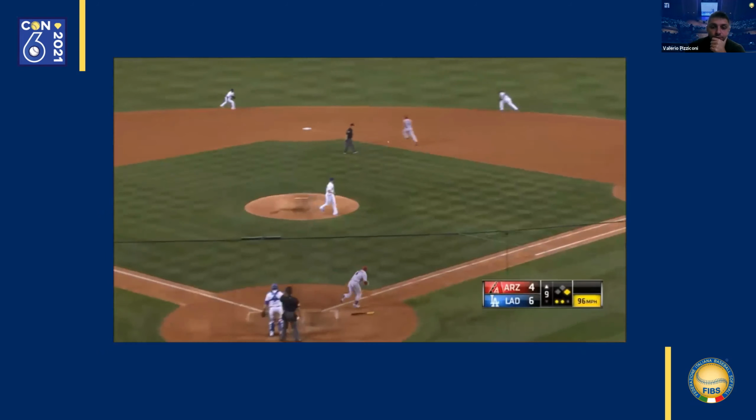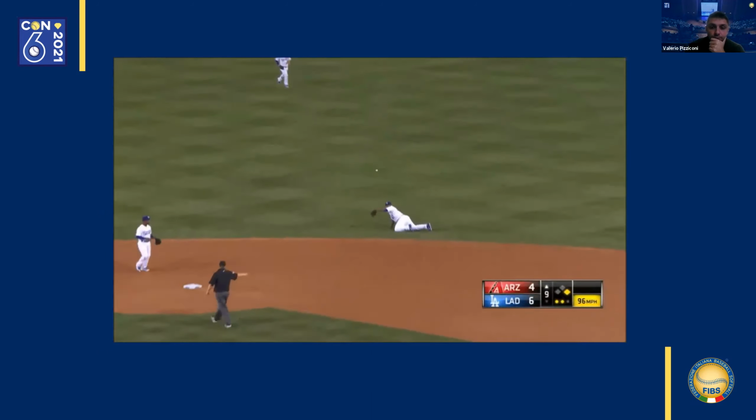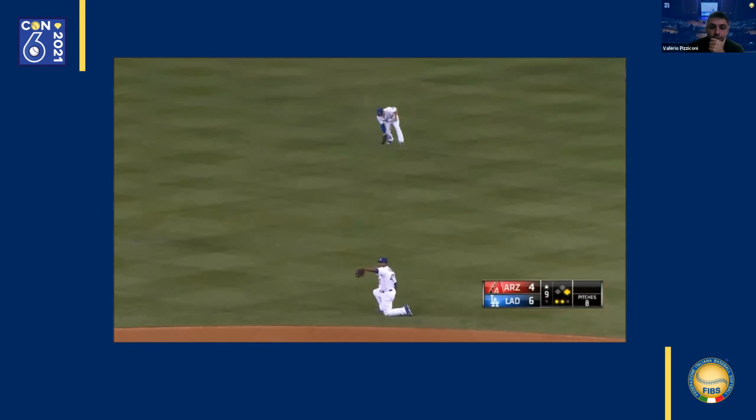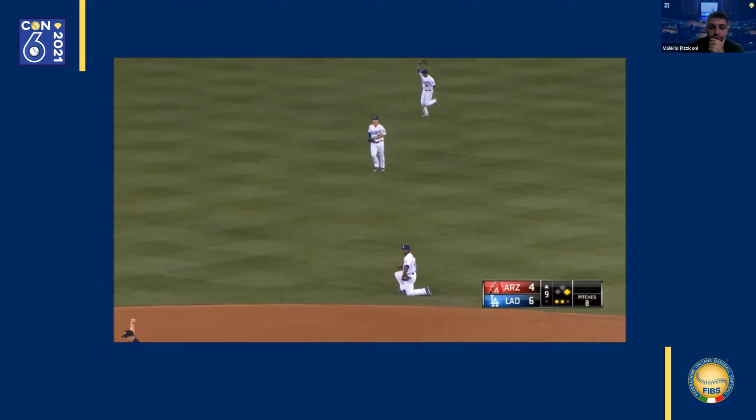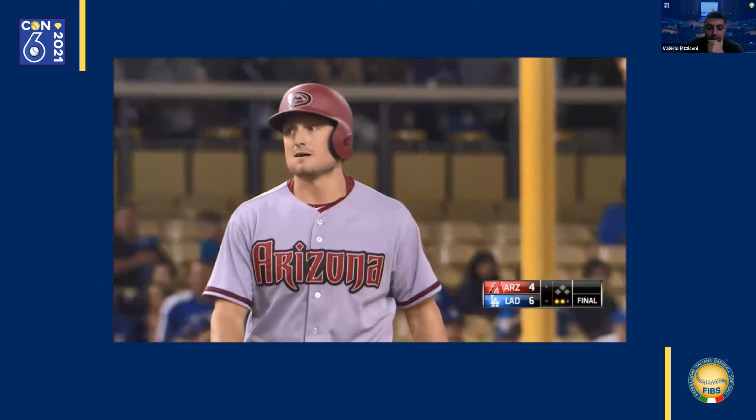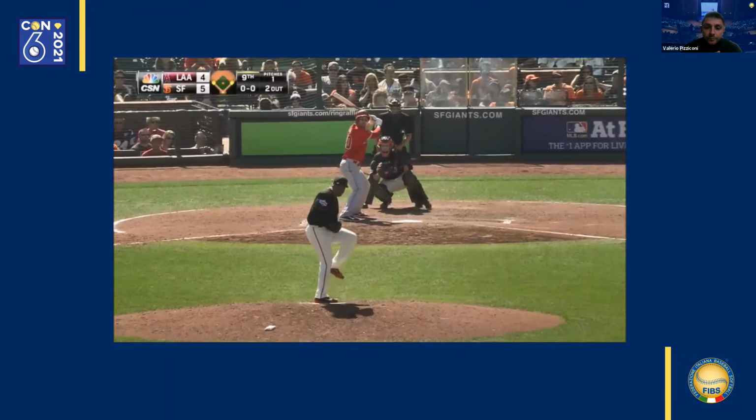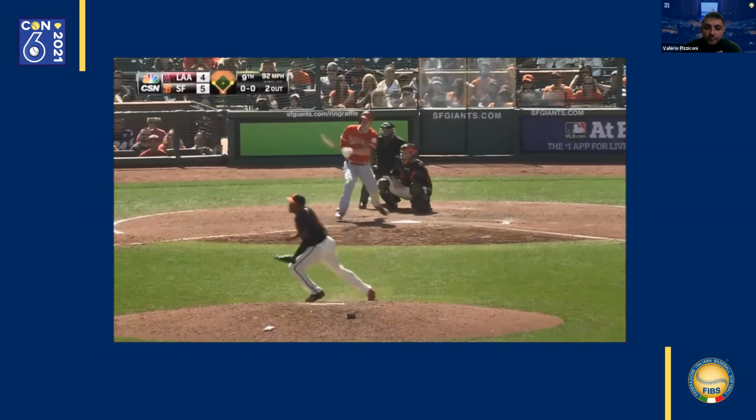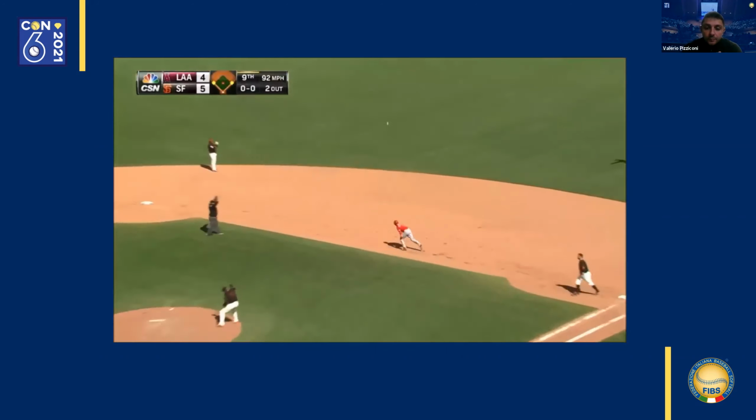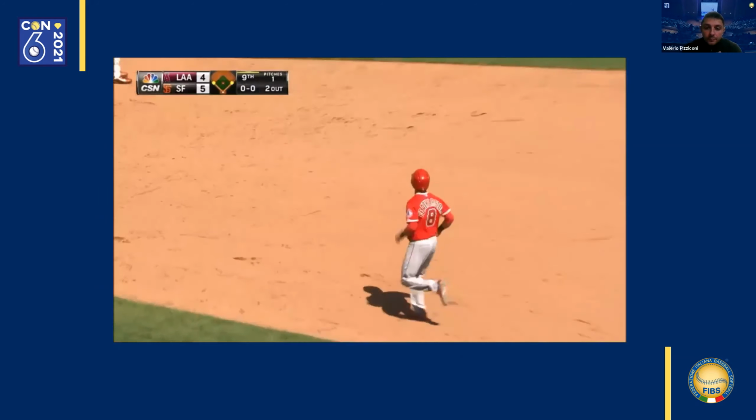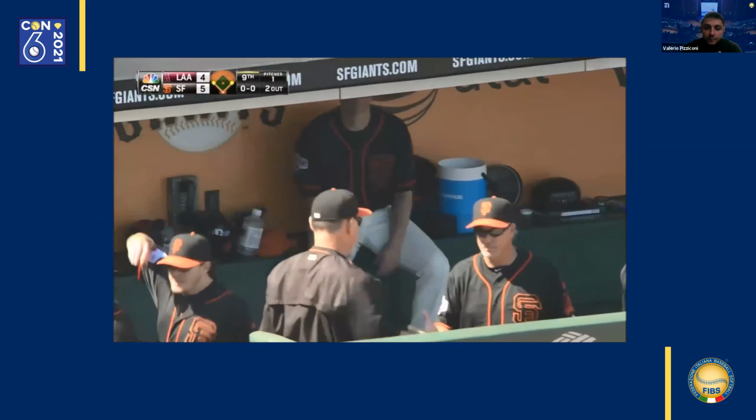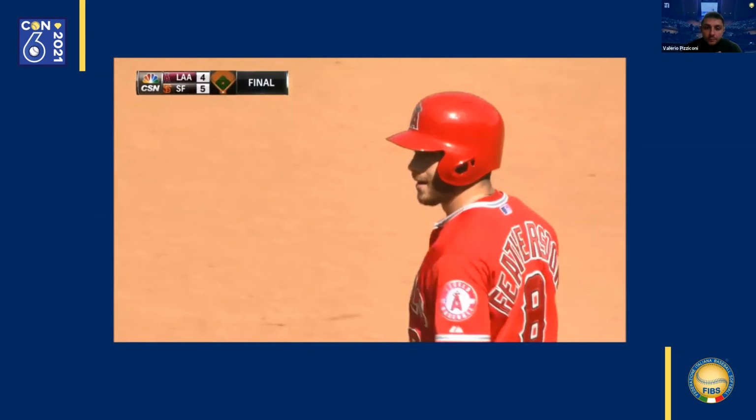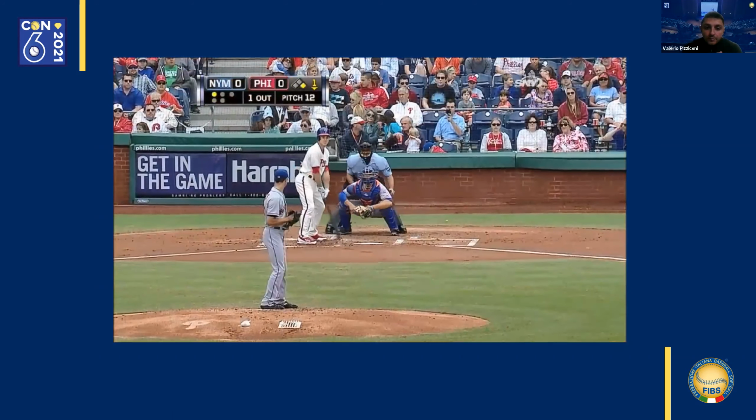There goes the runner on a ground ball up the middle. And did it hit the runner? I think it did. Yep. It hits the runner, and the Dodgers win the game. Shades of the Angels. Would you believe that? On the ground, and it hits the runner. And this one is over. Unbelievable. For a home run, they're still batting.